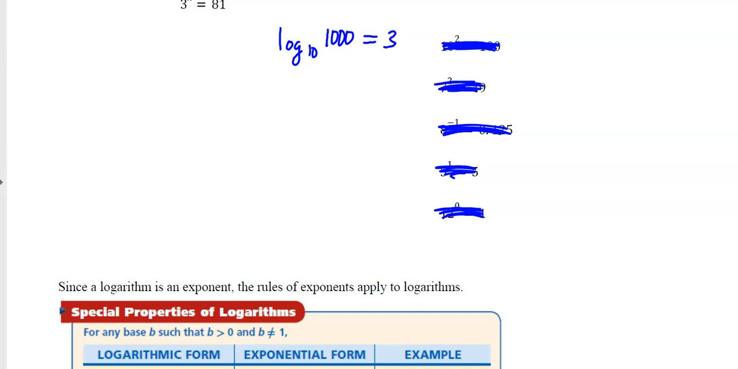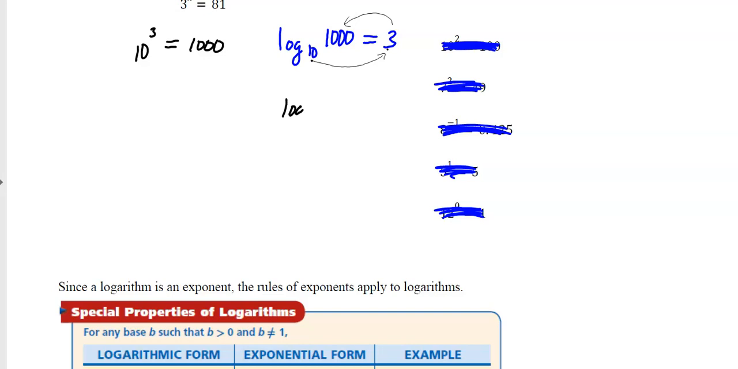If I want to write that in exponential form, remember this is the base, this is the exponent, and this is the result, or the answer. So it plays that little circle game when you're going from log form to exponential form. That's the little pattern that plays out. Let's do a few more. We don't have to do all 5, but maybe I'll do 4 of them.